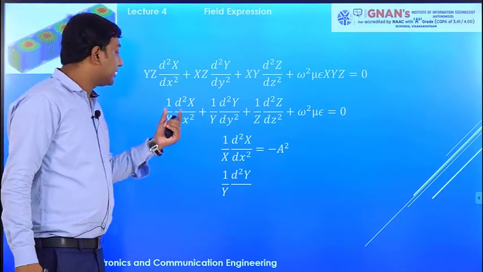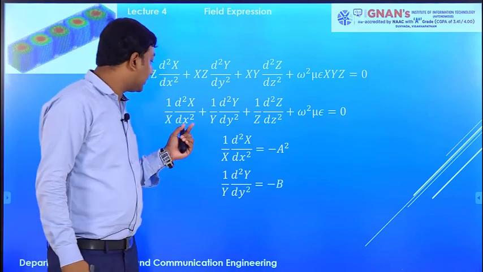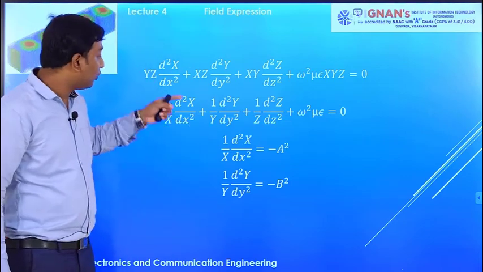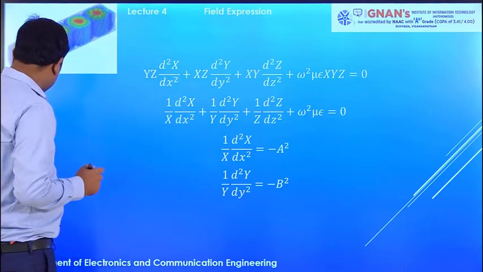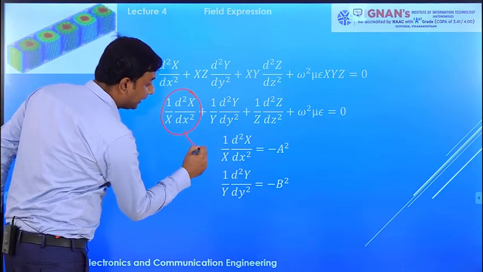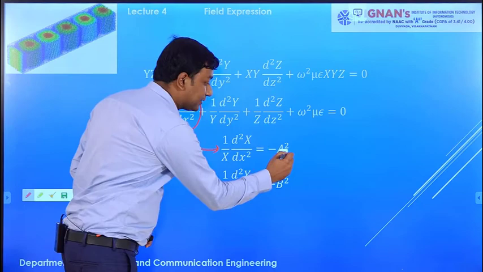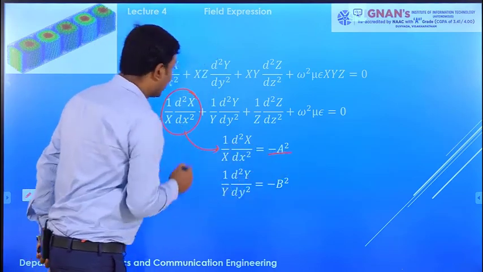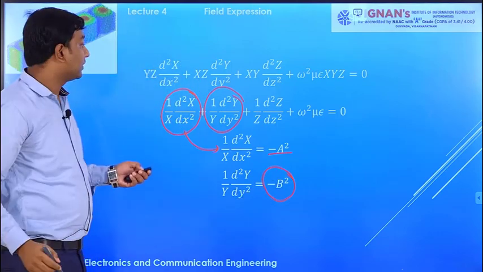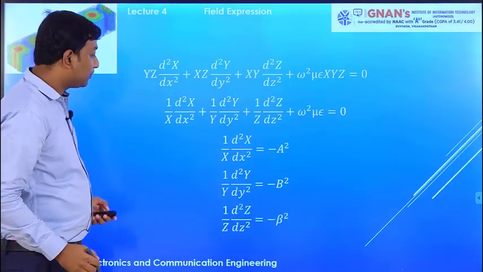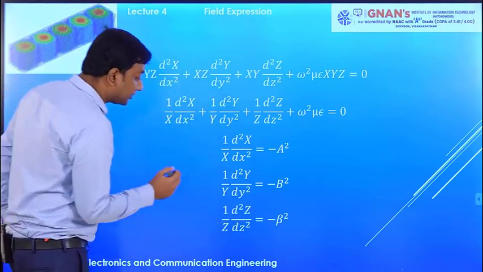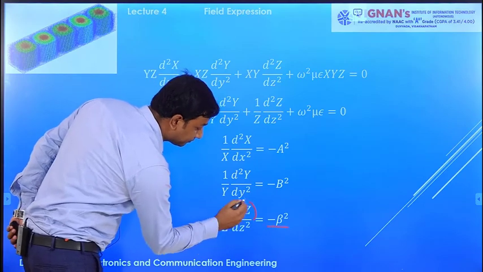So these three parts, this plus this plus this plus this constant, equal to 0. So we consider 1 by X, d square X by dx square, equal to a constant, that is minus alpha square. This part we take as another constant, that is minus b square. And this part, 1 by Z, d square Z by dz square, we consider equal to minus beta square.